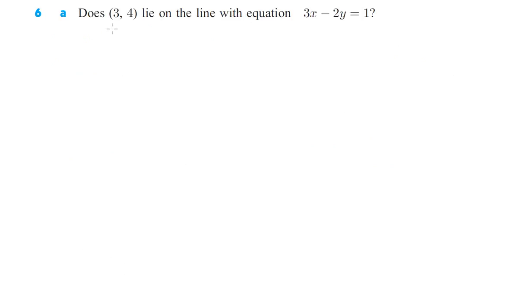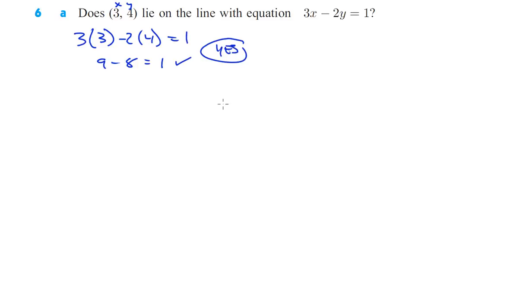All right, this one here, does (3, 4) lie on the line with equation 3x minus 2y equals 1? To figure out if this does lie on the line, all we have to do is plug in the x and the y, and see if the equation works. So we're going to do 3 times x, which in this case is 3, minus 2 times y, which is 4. Does that equal 1? 9 minus 8, does that equal 1? Yep. So yes, it does. It lies on that line.